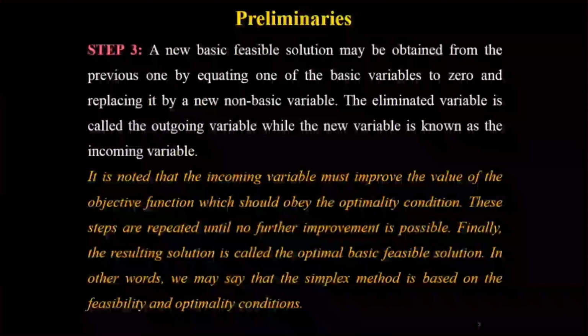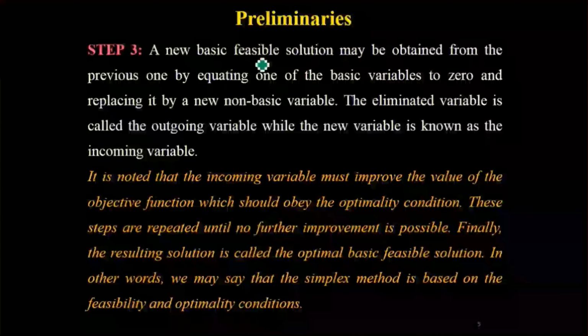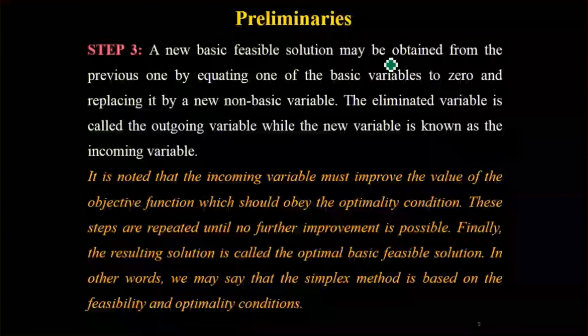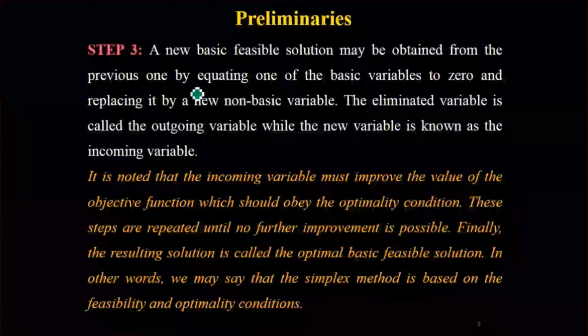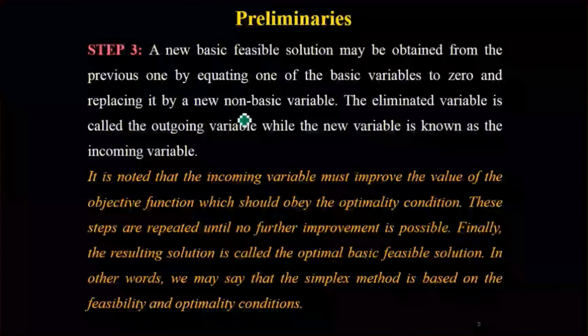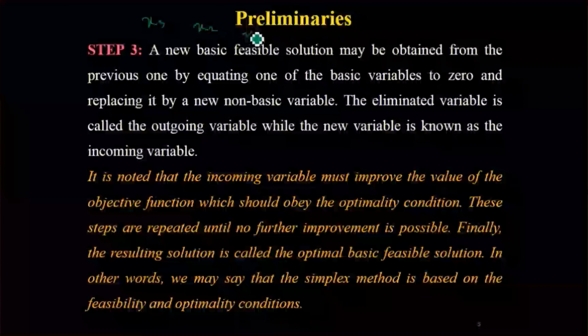So the third thing is that a new basic feasible solution may be obtained from the previous one by equating one of the basic variables to 0 and replacing it by a new non-basic variable. What I have told just now, first you can take x3, then x2, then x1, like that. This way we will search for the optimality.